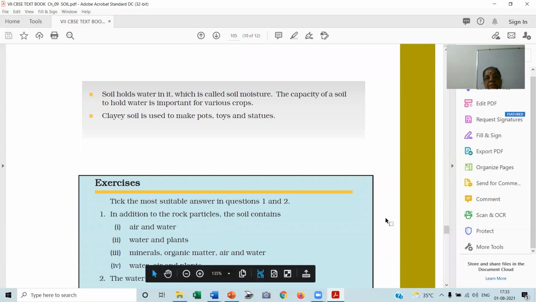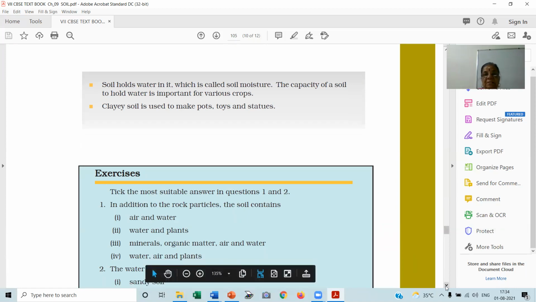Soil holds water in it, which is called soil moisture. 2 marks. The capacity of soil to hold water is important for various crops. I hope you understand. Clay soil is used to make pots, toys and statues. The clay dolls and terracotta items are made with the help of clay soil. This is 2 marks. Clay soil is used to make pots, toys and statues. Then take the answer.